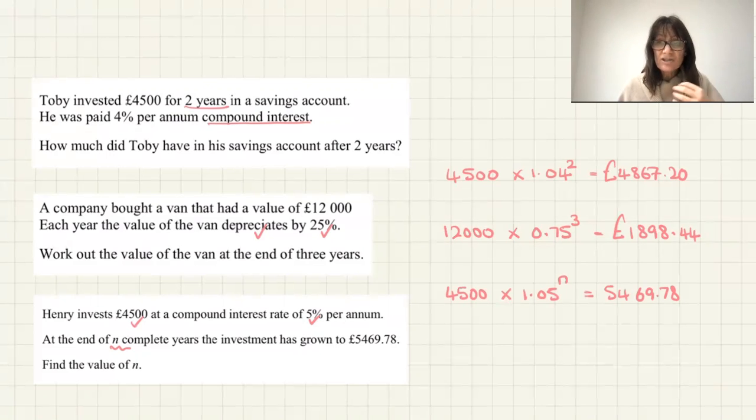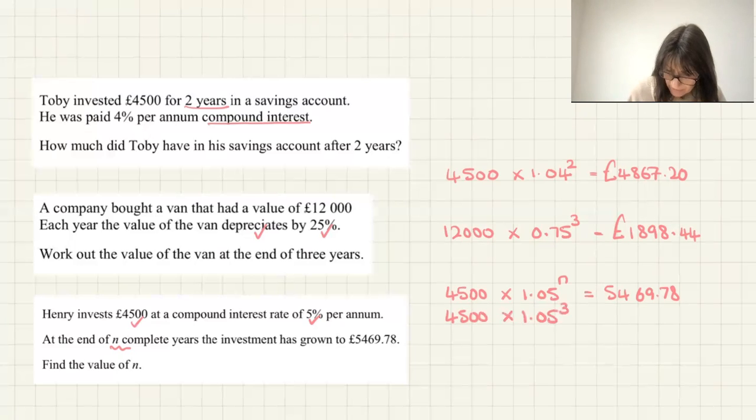And this really is just nothing more than a trial and improvement method. I am going to choose just off the top of my head, no particular reason, a number. I'm going to see what that gives me, and then I would improve on it. So I'm imagining from the fact that that's quite a lot bigger that it's not going to be 1 or 2 years. So I'm going to go straight in with 3 years and see what that gives me. So 4500, and I'm going to put that power to 3. I put that in the calculator and I get 5209.3125. So it's not what I'm looking for, but it is very close.